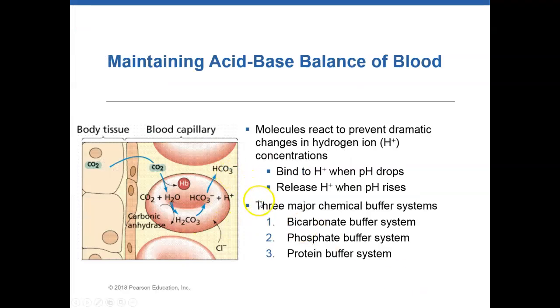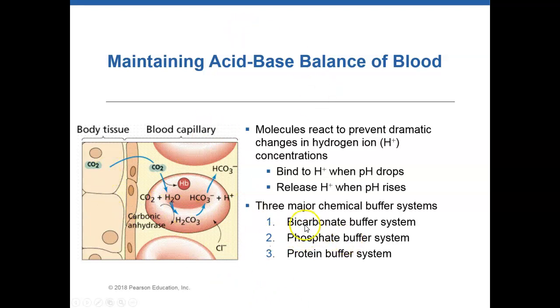All right, so let's look at how our buffers work. A buffer is going to react to extreme changes in the amount of hydrogen ions in a system. And so if we have more hydrogen ions, so our pH drops, then we're going to have molecules binding to those hydrogens to bring that pH back up. And if our pH starts to rise, we're going to release those hydrogens. There are three major buffer systems.